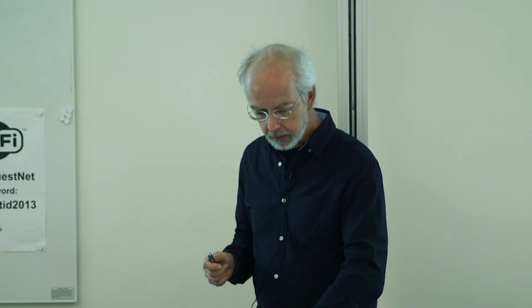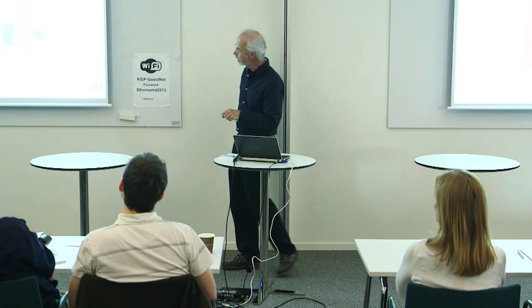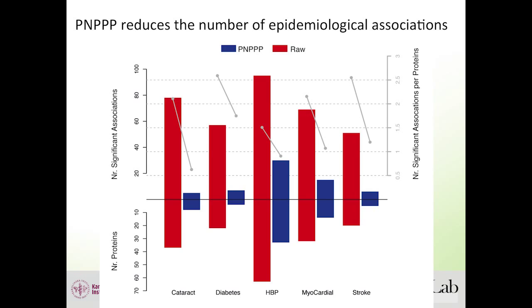I'm going to give you a couple of slides on that, and again, a fairly complicated slide, but it's not so hard to understand. So let's take one thing at a time. So here is the group with cataract. On this side, you're seeing the number of significant associations with biomarkers.